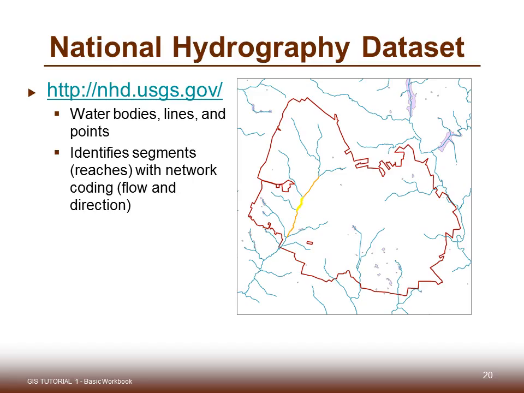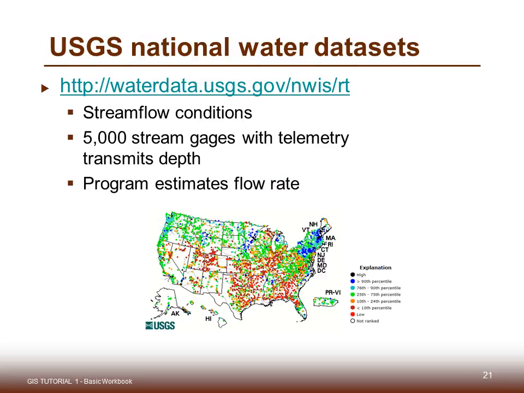National hydrography data sets are available from the USGS. These include water bodies, lines, and points, and identify segments with network coding for water flow and direction. National water data sets are also available, including stream flow conditions, 5,000 stream gauges with telemetry transmits depth, and program estimates for flow rate. The data on water can be very useful if you want to know about the water resources within a particular watershed.